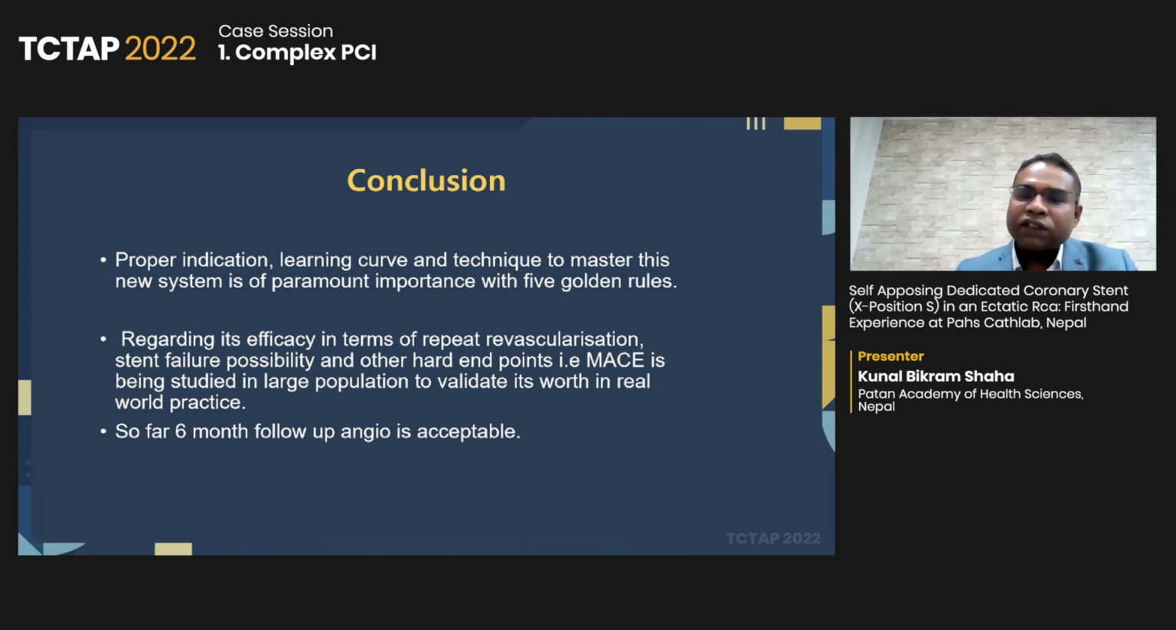Regarding its efficacy in terms of repeat revascularization, stent failure possibility, and other hard endpoints like MACE, it is to be studied in large controlled trials. Though we have the APPOSITION IV trial, which speaks that it is non-inferior to balloon expandable stent, still I guess more large randomized controlled trials are required to validate its worth in real world practice. And so has been demonstrated in our 6-month follow-up angiogram, which is quite acceptable. The result is quite good.